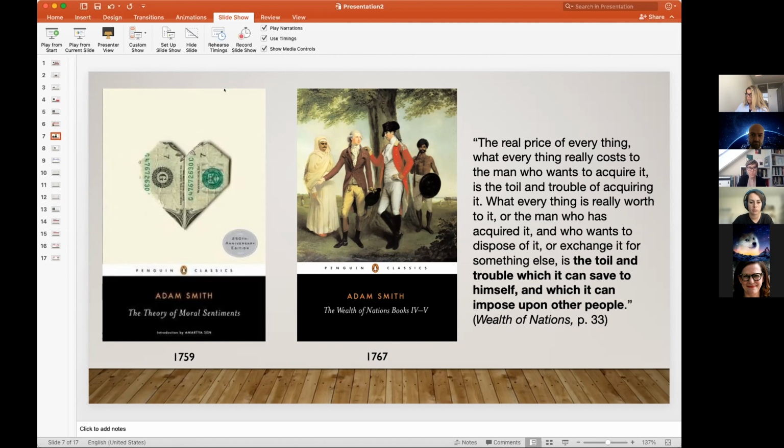So I put up this quote, which is sort of the most famous one, cited frequently, about the labor theory of value, which is a question, again, of deferral and imagination, where he writes, "The real price of everything, what everything really costs to the man who wants to acquire it, is the toil and trouble of acquiring it. What everything is really worth to the man who has acquired it and who wants to dispose of it or exchange it for something else, is the toil and trouble which it can save to himself and which it can impose upon other people."